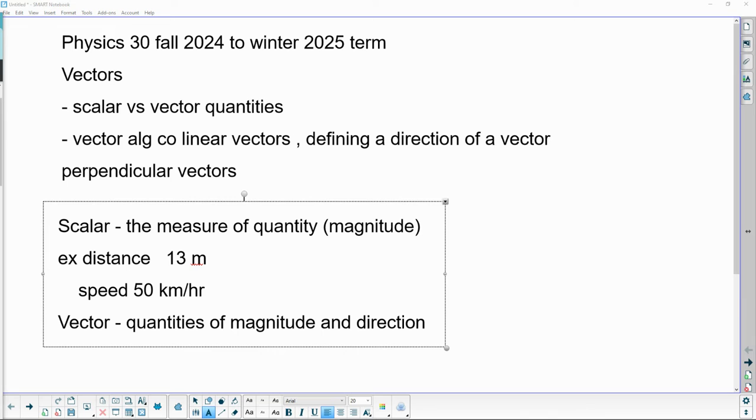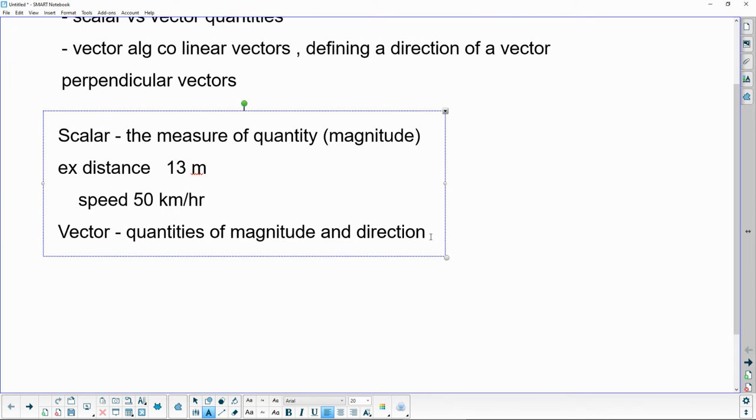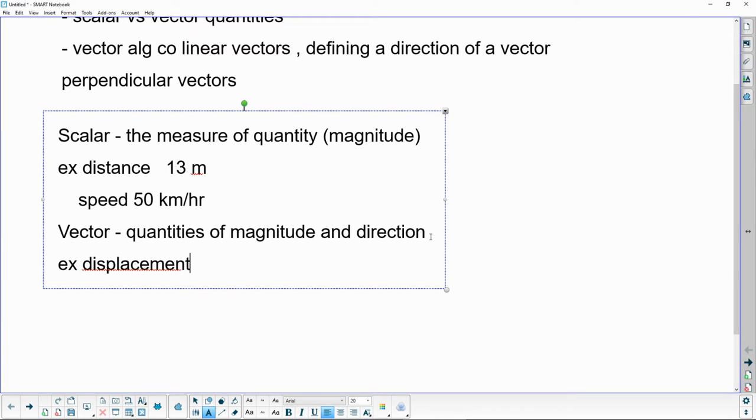So that's example-wise, when we talk about vectors, they are very similar to scalars. The vector of distance is called displacement. Displacement is how far away you are from where you started. You might say 13 meters, but then you have to give a direction. So you might say north, okay? Or northeast, or north 20 degrees east, or whatever, things like that.